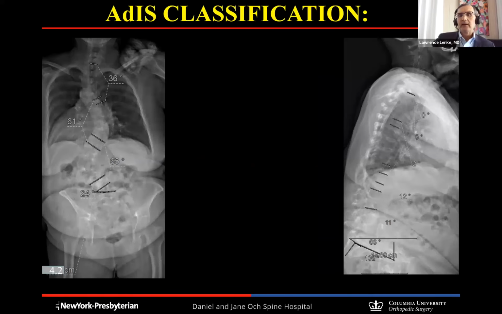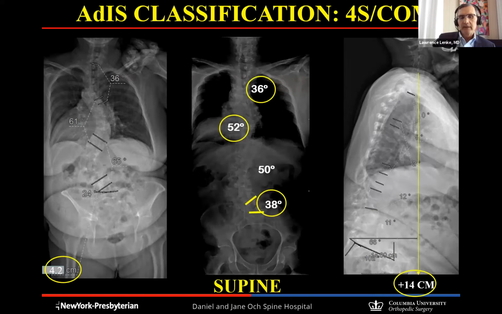This patient, again, is an older adult with these curve patterns, who also has malalignment in the coronal and sagittal planes. You see 4.2 centimeters of coronal malalignment and 14 centimeters of sagittal plane malalignment. The supine image shows structural proximal thoracic, main thoracic, and lumbosacral fractional curves. So the classification here is type 4, so triple major, structural lumbosacral region, and combined coronal and sagittal malalignment.